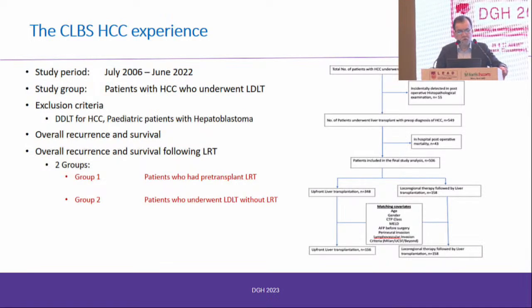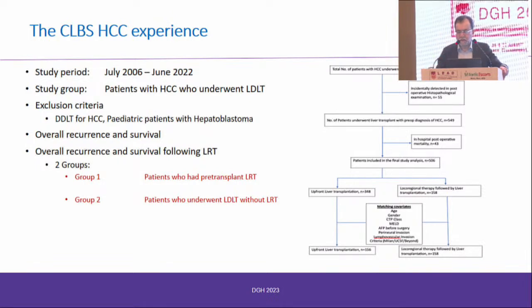From June 2006 to 2022, there were 604 patients with HCC who underwent transplantation. 55 were incidentally detected and 43 died postoperatively. So we had a total of 506 patients for analysis, and 348 underwent upfront liver transplantation, and 158 had local regional therapy first.